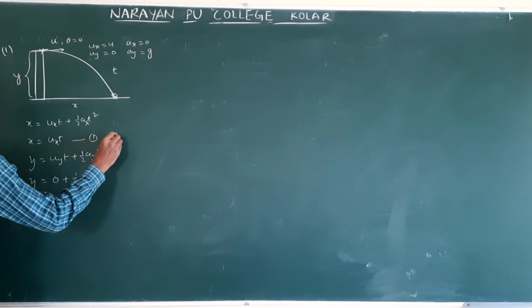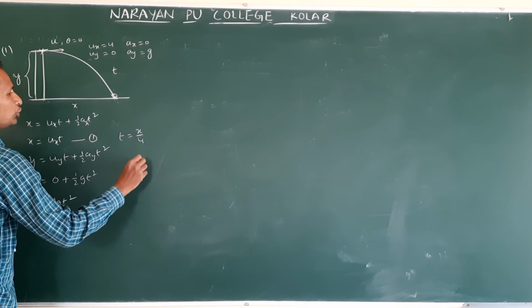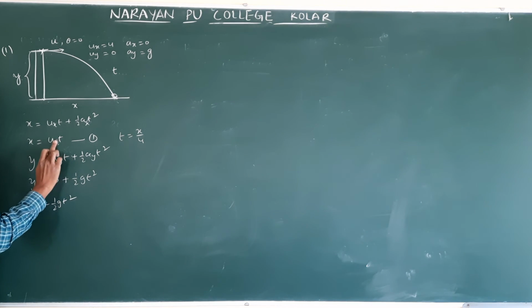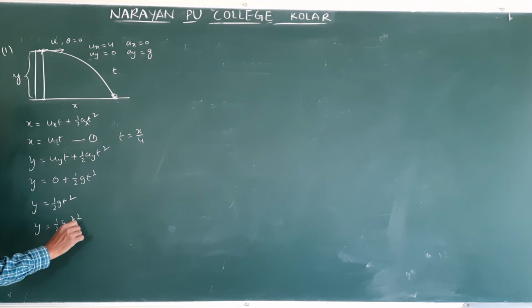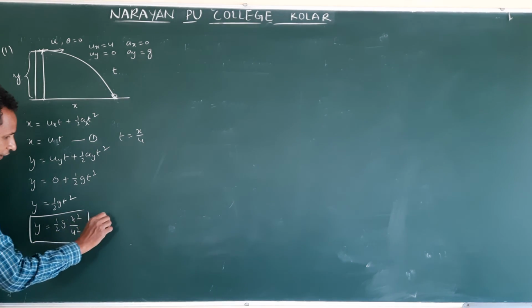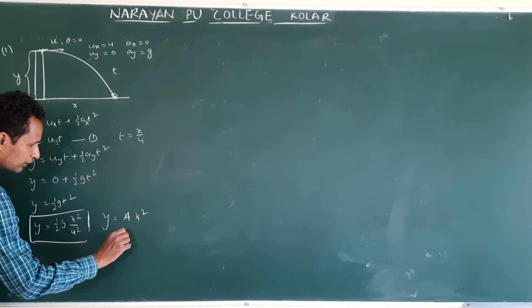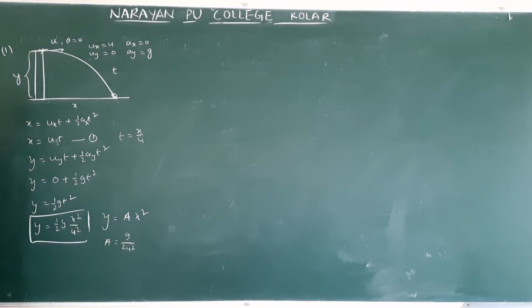From the first equation, how do we write t? x by u, because ux is u. Clear? So then y is equal to 1 by 2 g into x square by u square. Let us say we write y is equal to a into x square. What is a? g by 2u square, let us say a constant. Again it is showing a parabola.